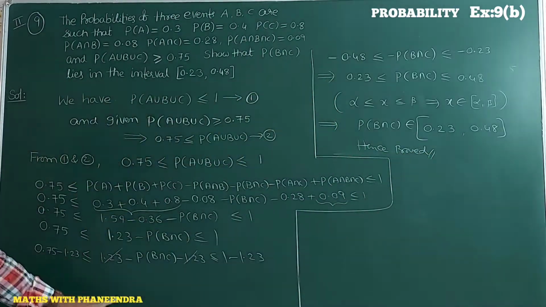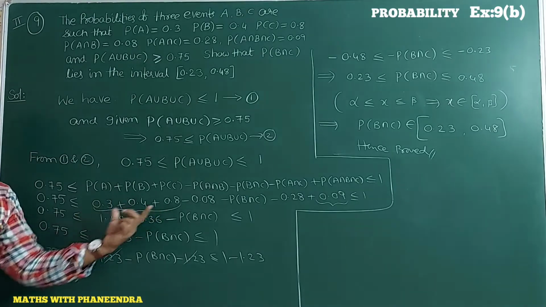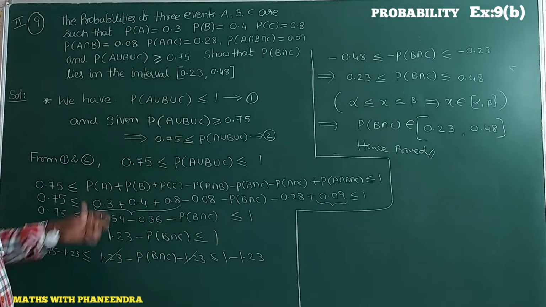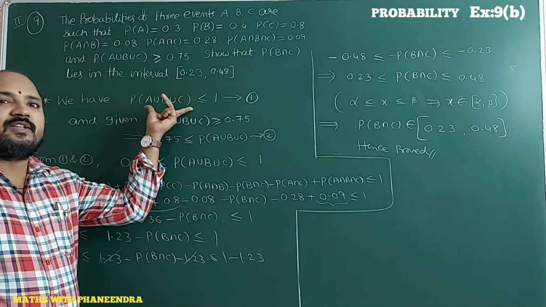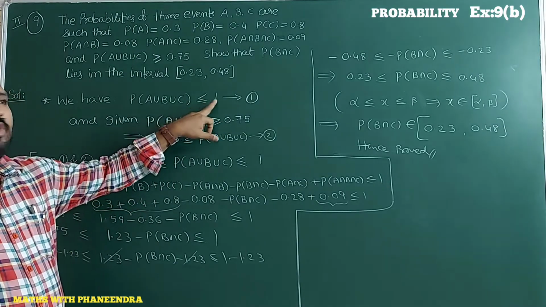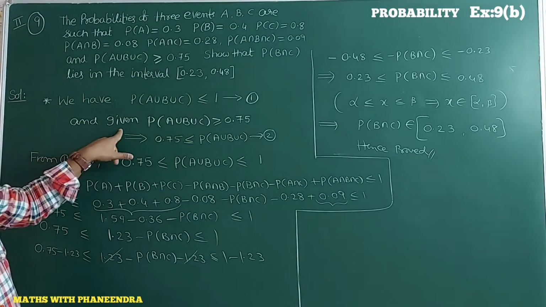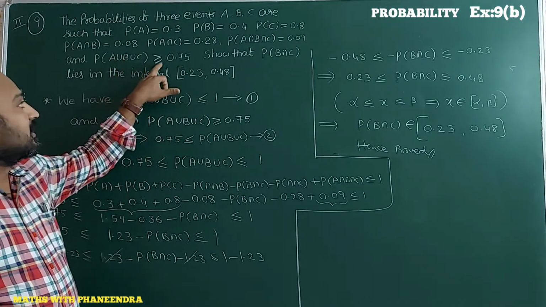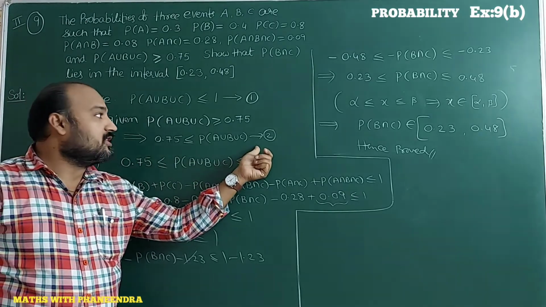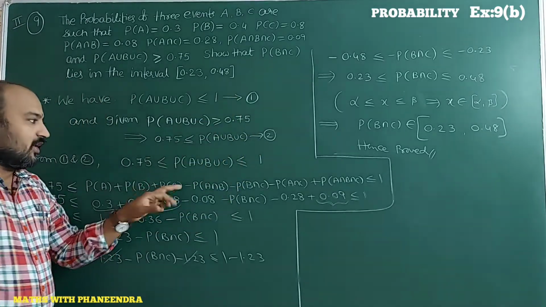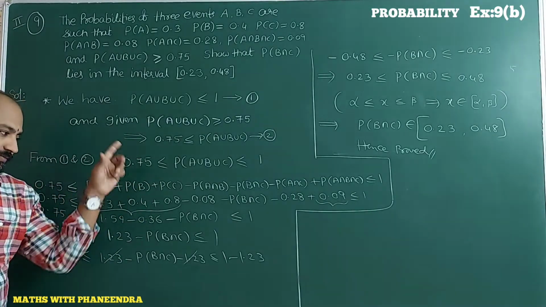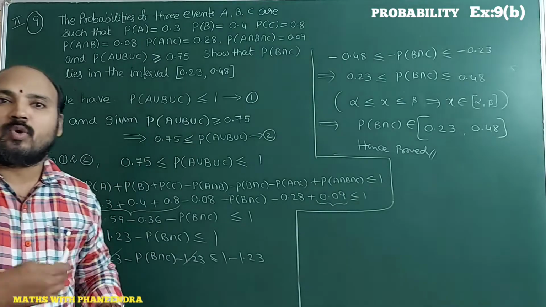Here only be careful, students. I am adding these values perfectly. First, this is the standard result: P of A union B union C, any probability in a sample space is always less than or equal to 1. After that, given P of A union B union C is greater than or equal to 0.5, from this 0.75 is less than or equal to P of A union B union C. From 1 and 2, we are writing this value using the addition theorem on probability for the 3 events. After that, simplification. We'll move on to the next question.